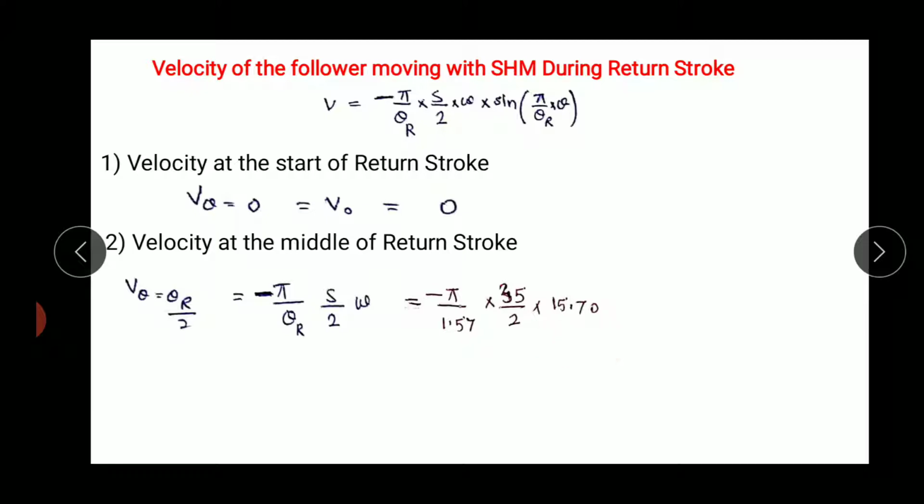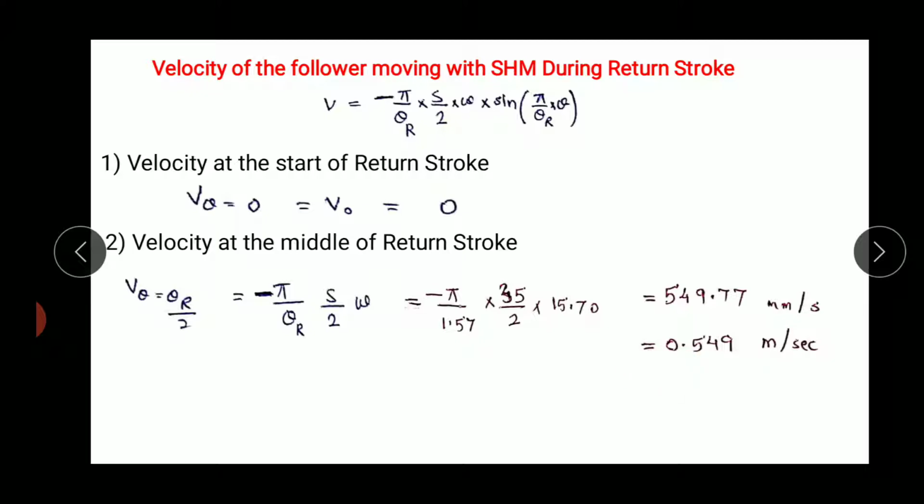Put all the values and calculate velocity at the half of the stroke, so it will be 549.77 mm per second. I forgot to put the minus sign here, so convert it into meter per second, minus 0.549 meter per second. Its sign is minus, please note it down. It is minus 0.549 meter per second.